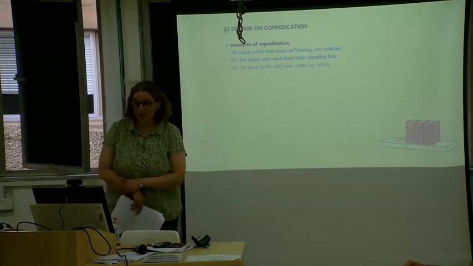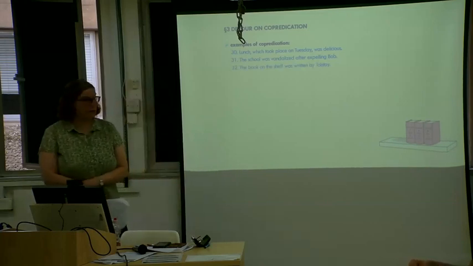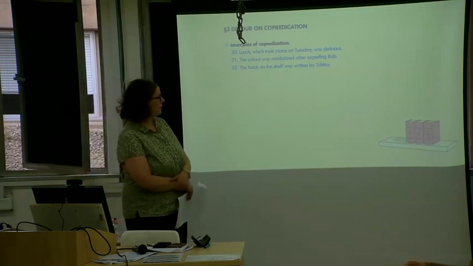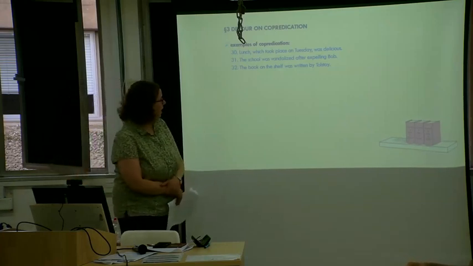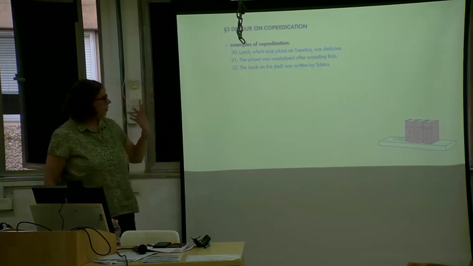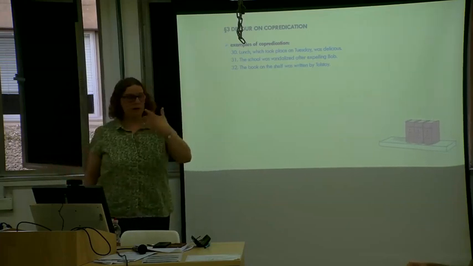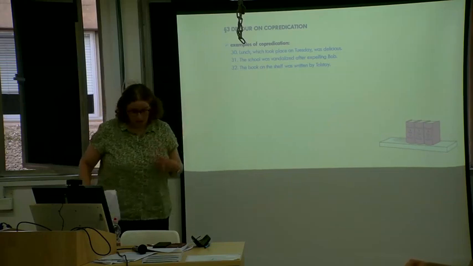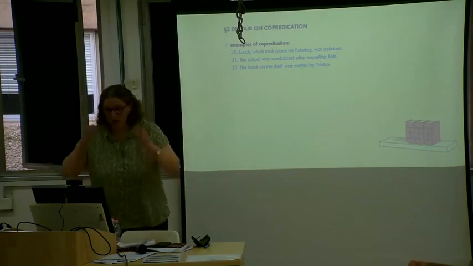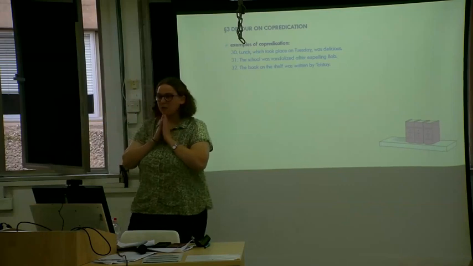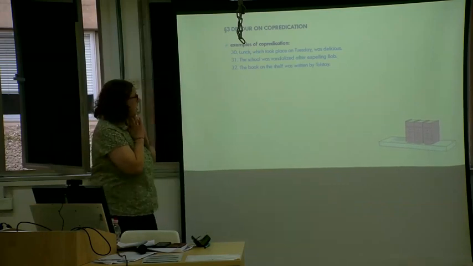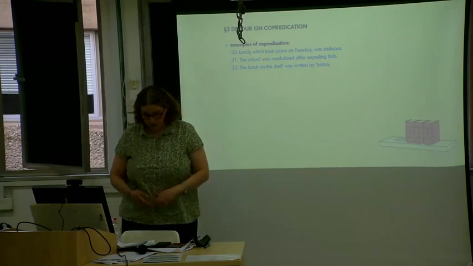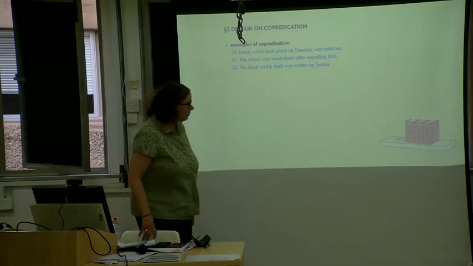Here's another classic example. The book on the shelf was written by Tolstoy. You might think, wait, book either refers to a physical object, which can be on the shelf but not be written by Tolstoy, or it can refer to the novel, which can be written by Tolstoy but not be on the shelf. And it should also be noted that copredication comes in more forms than just this sort of singular term with two predicates applied to it.